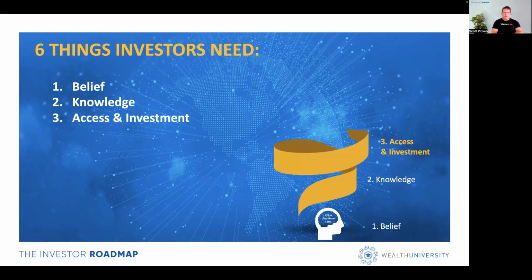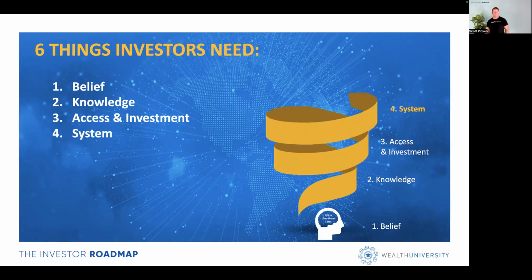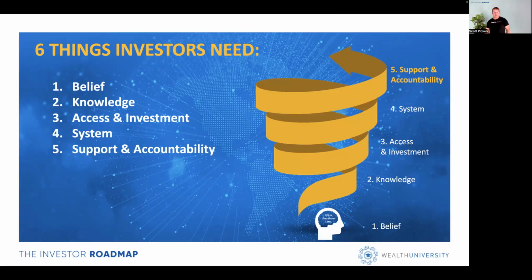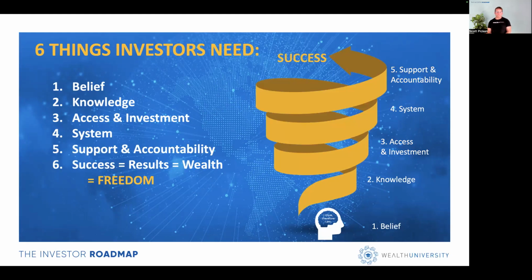Point number 3 is access and investment. It's all good and well learning the theory, but you actually need to invest, and you need access to good opportunities. You need a system. No matter what you do, you need a system. Number 4, you need support and accountability. And number 5, it's all about success, whatever that means to you: results, wealth, freedom, whatever it is.